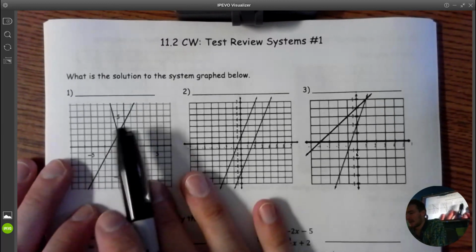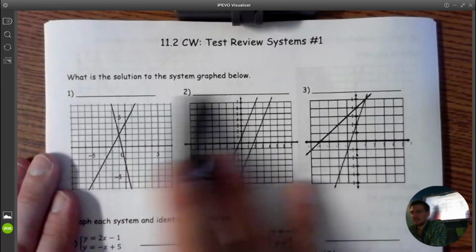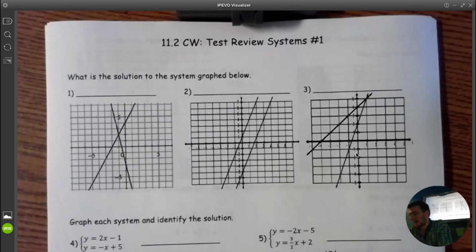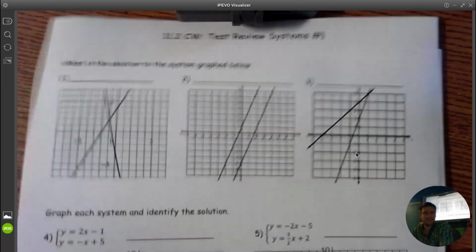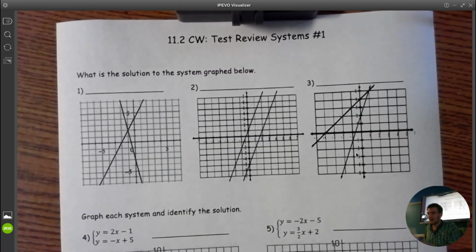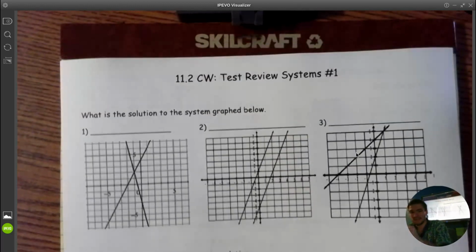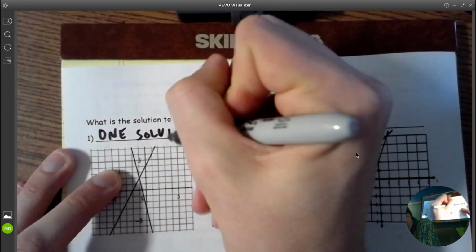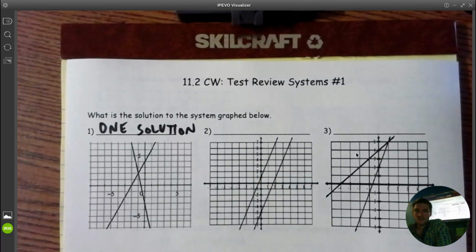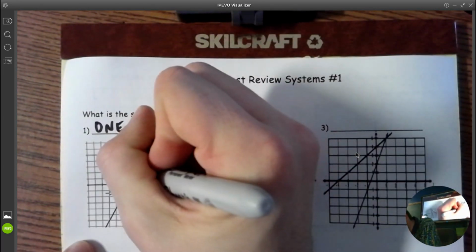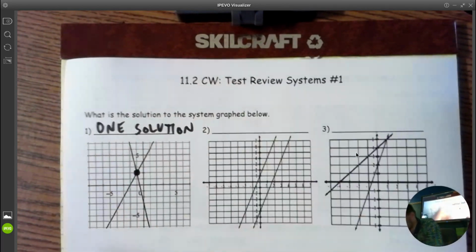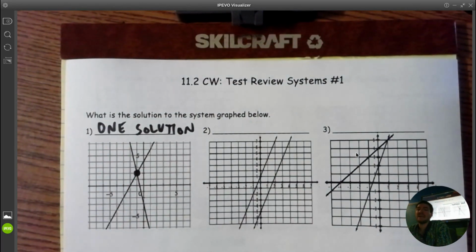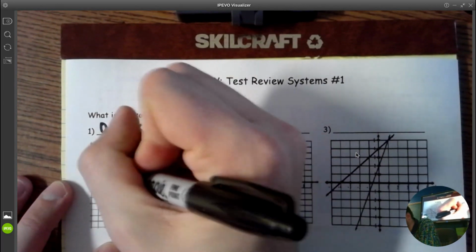We'll see. So, number 1. All of this space up here is going to take us about 30 seconds, okay? What is the solution to the system graphed below? Well, we have one solution, I can tell, so let's go ahead and list that. We definitely have one solution. But if we ever have one solution, it's always a good idea to tell me exactly what that solution is.